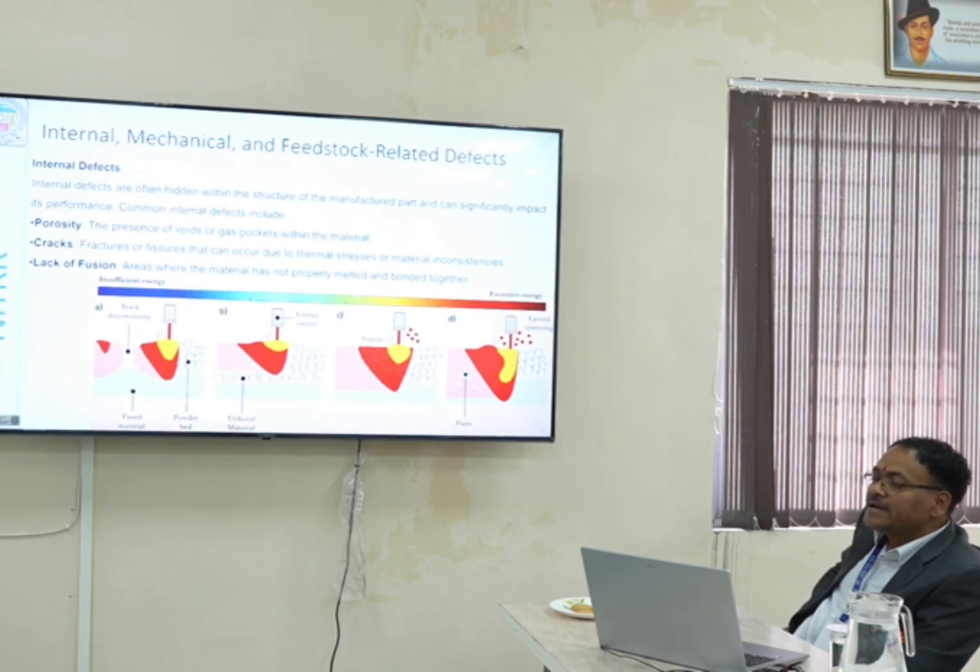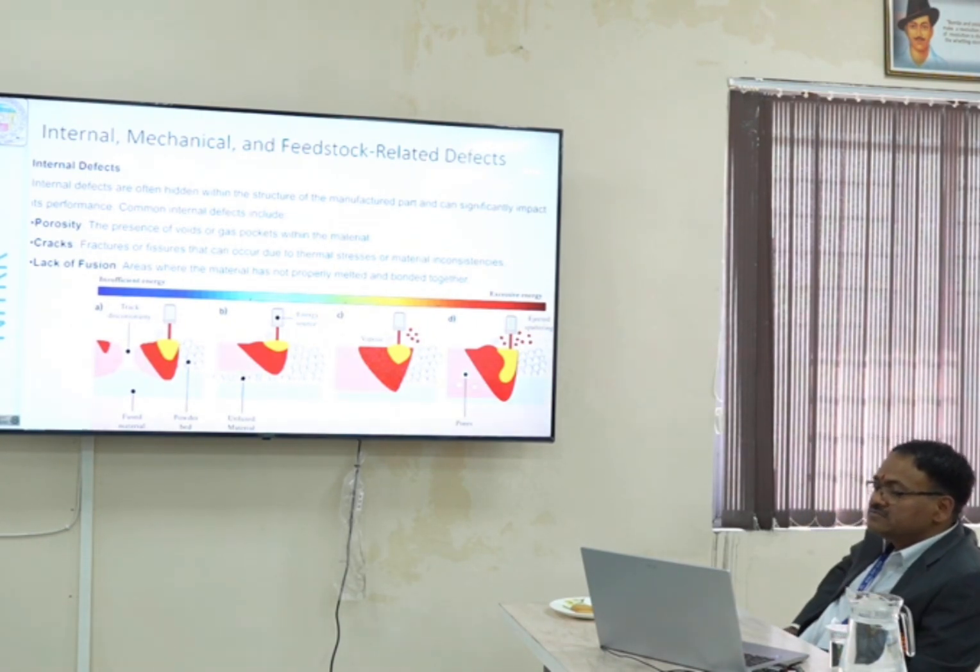If the tiny gaps are there, voids are there, gases in between, then that leads to a decrease in strength, potentially causing failure. Cracks are generated due to the thermal stresses. Maybe layer by layer you are getting expansion and contraction during the heating and cooling process. If the thermal gradient is too high, it may produce cracks. And many times the failures are catastrophic due to the formation of these cracks.